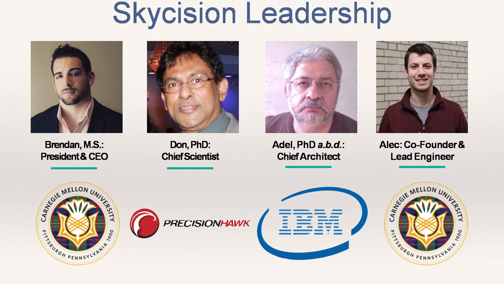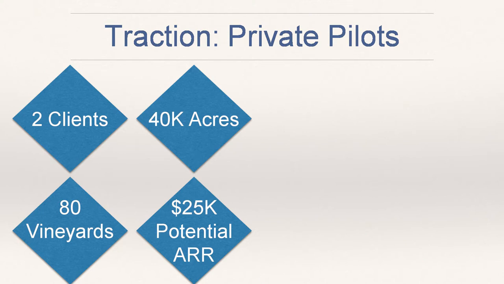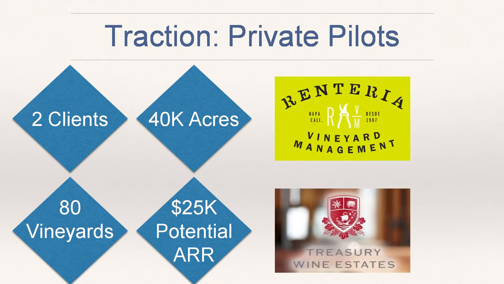So to date, we've raised $340,000. We have gone through 2 different accelerator programs. We've received a grant from the National Science Foundation. We've deployed to 2 different large clients in Napa Valley, and we've iterated on our product 4 separate times. So those 2 clients have brought us 40,000 acres, 80 vineyards, and over $25,000 in potential revenue for 2017. Treasury Wine Estates happens to be the largest wine producer in all of Australia and the 4th largest in North America with 40,000 acres globally. And both of them have recommitted to us for the 2017 season.